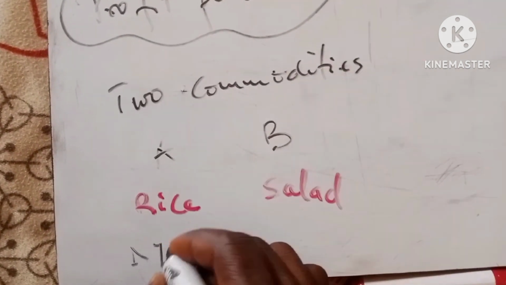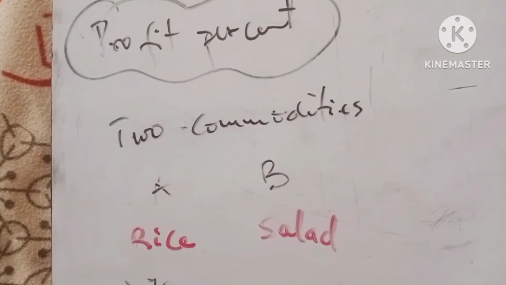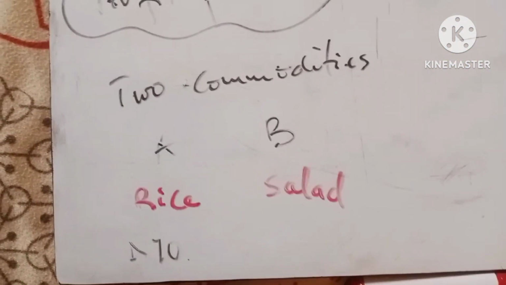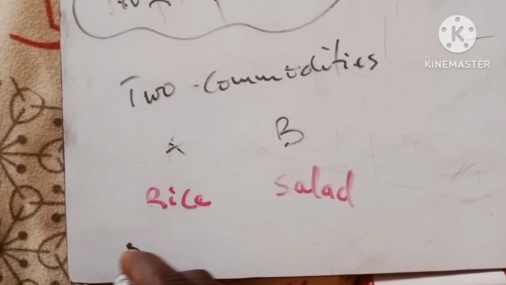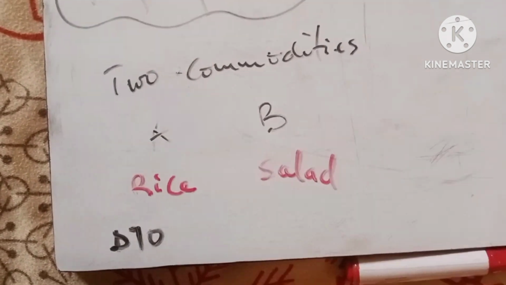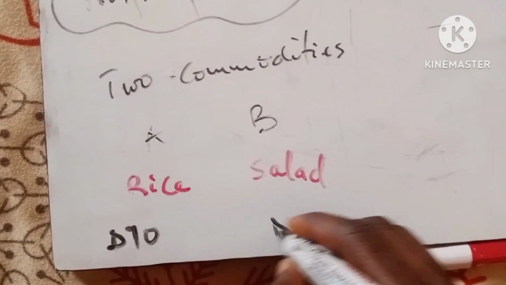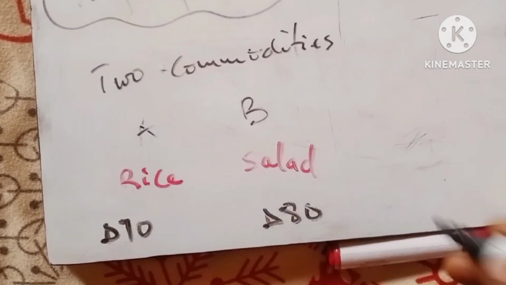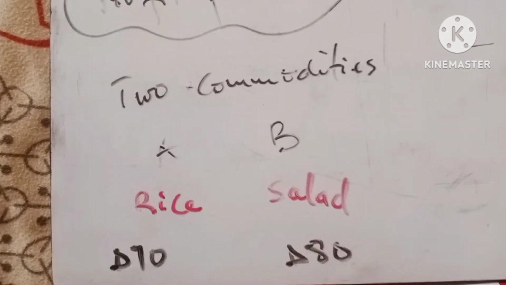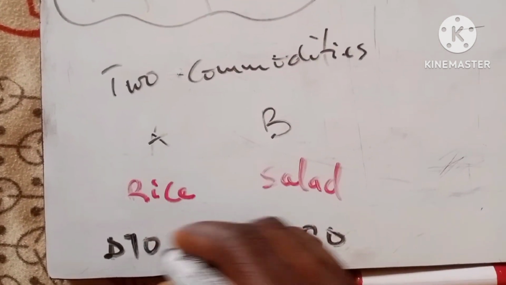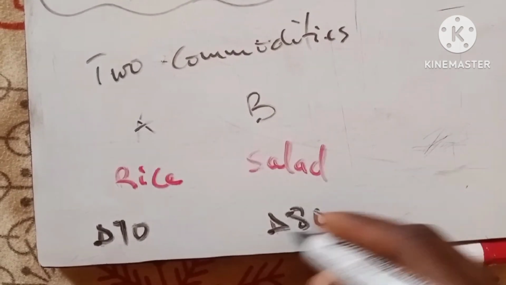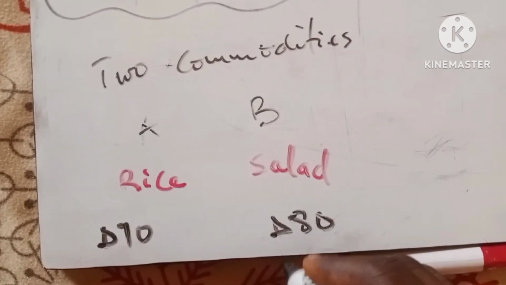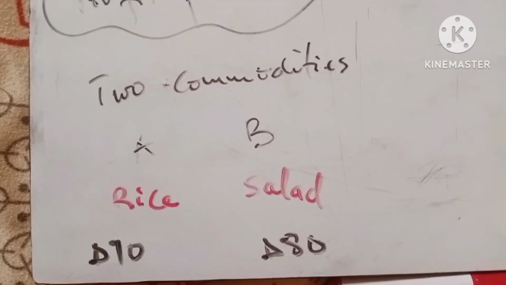Now we are told that the first commodity was sold for D. This D here is just a currency, so D70, and then the second one was sold for D80. Maybe that should be nice. My examples will be nice: the rice is 70 and the salad is 80. You may change this D to your own currency wherever you are watching this from.